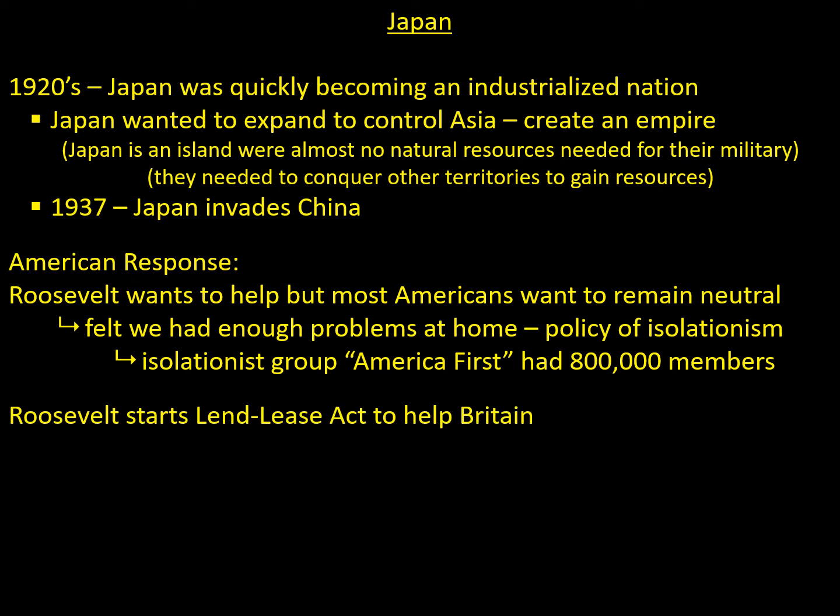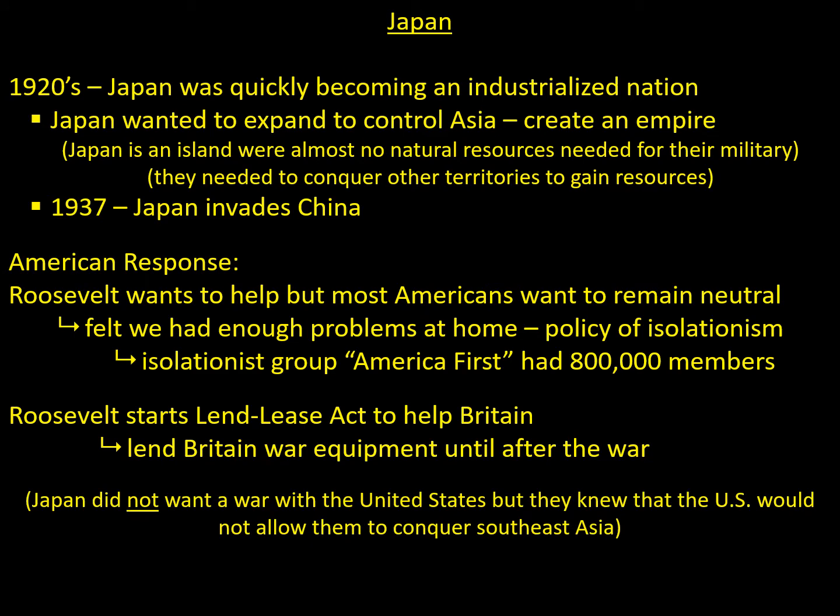Roosevelt starts the Lend-Lease Act to help Britain. America will lend Britain war equipment like tanks and planes until after the war. Japan did not want a war with the United States, but they knew that the U.S. would not allow them to conquer Southeast Asia.